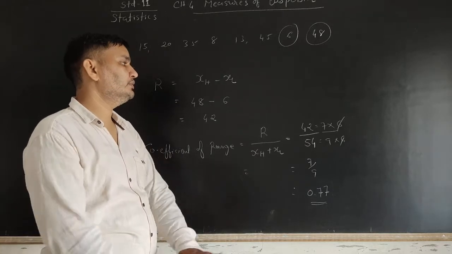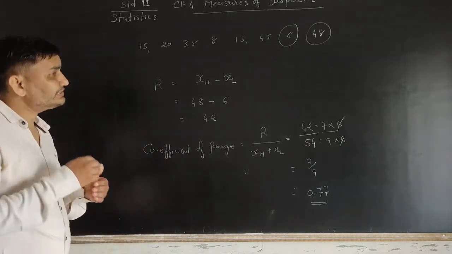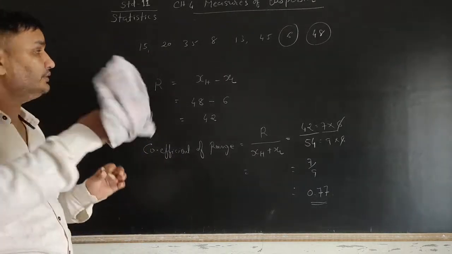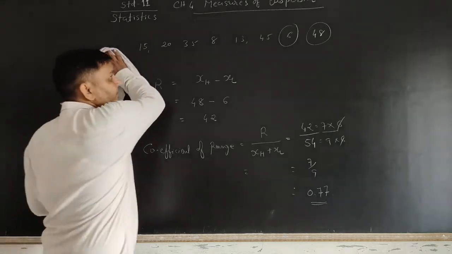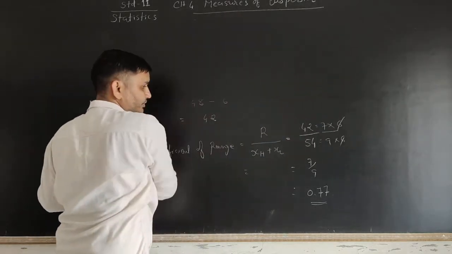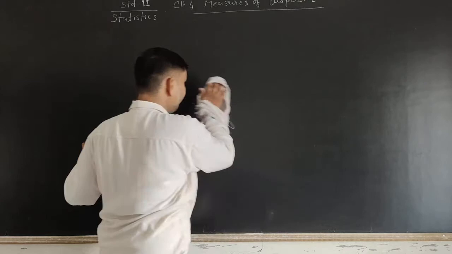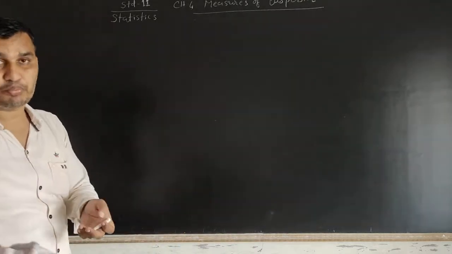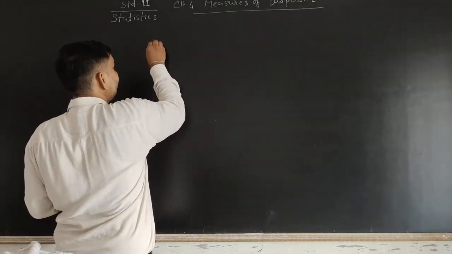That's very simple. The same way for the discrete and continuous. We will see the discrete and continuous frequency distribution, for ungrouped or grouped data. First, the discrete frequency distribution.